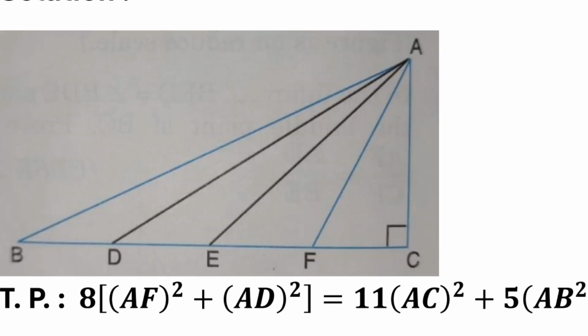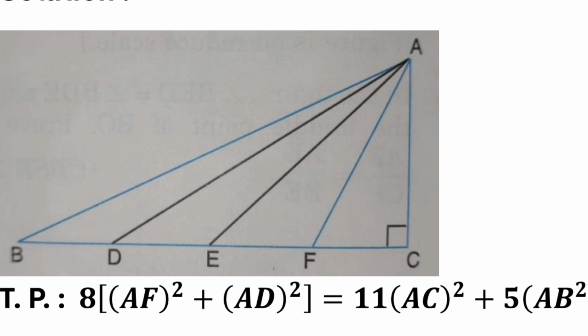In this figure we are given that triangle ABC is a right angle triangle at C, meaning angle ACB is equal to 90 degrees. Now points D, E, F are on segment BC, and these 3 points divide BC into equal parts, meaning BD = DE = EF = FC. These parts are congruent, or equal in length.